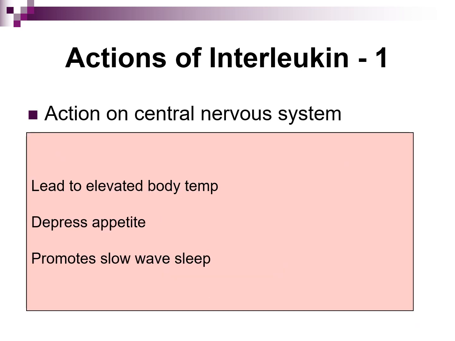Action number 3 of interleukin-1 is the actions on the central nervous system. Interleukin-1 can lead to an elevated body temperature. It can depress your appetite, and it can promote slow-wave sleep.